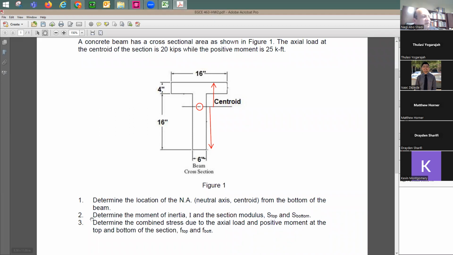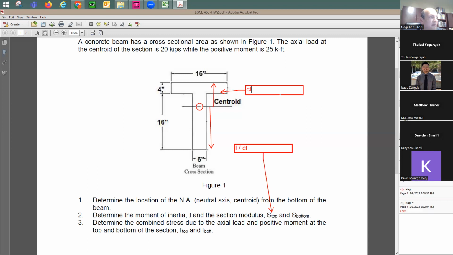Okay, determine the moment of inertia. Yeah, moment of inertia. I know how to do it for a T section. And the section modulus. How do you do the section modulus? Actually, you're going to have two values, S top and S bottom. S top equals moment of inertia divided by C top. This one here is going to be C top, and this value here is going to be C bottom, C sub B, which means this distance here. So in this case, it's going to be I divided by C top. In this one, it's going to be I divided by C bottom.